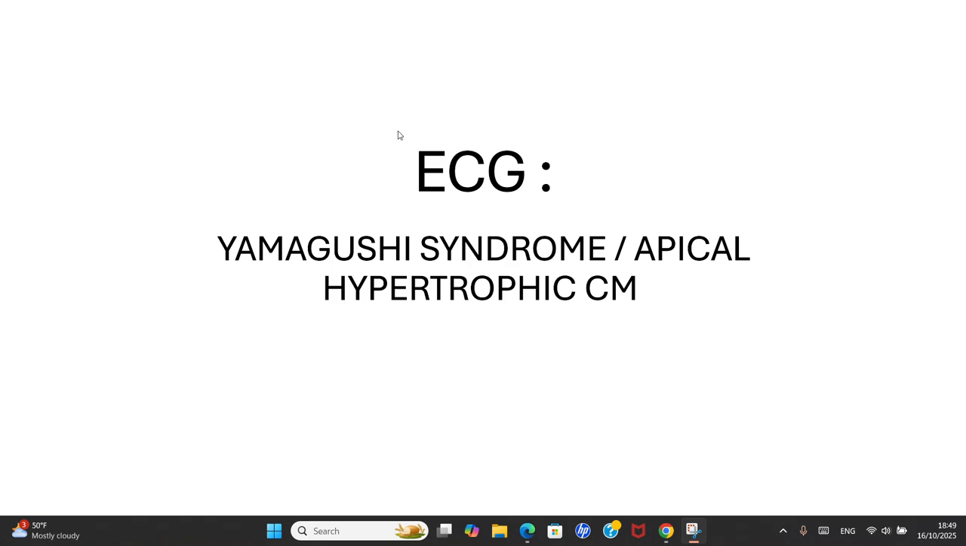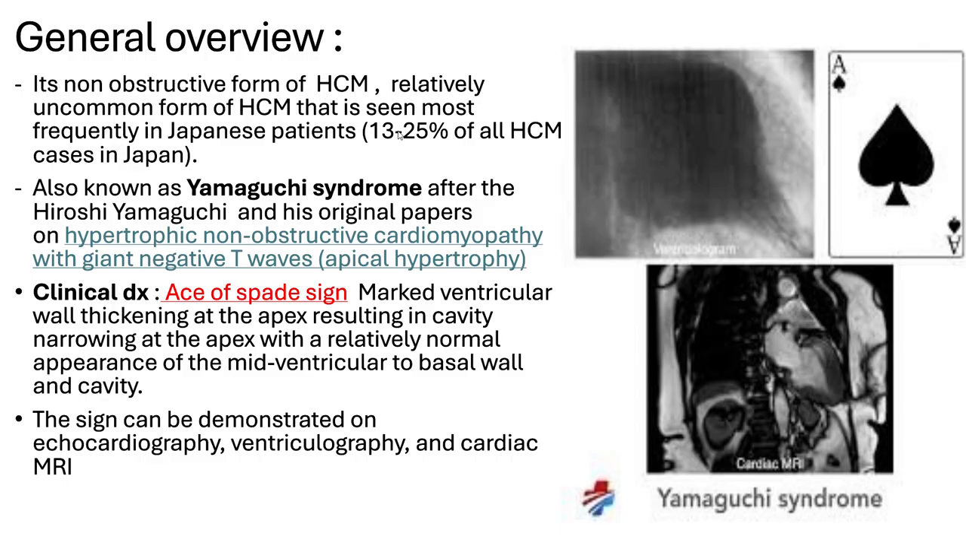Yamaguchi syndrome, or apical hypertrophic cardiomyopathy. We have two forms of HCM, the obstructive form and the non-obstructive form. Yamaguchi syndrome is a non-obstructive form of HCM, which is a relatively uncommon form that is seen most frequently in Japanese patients, accounting for about 13 to 25% of all HCM cases in Japan.